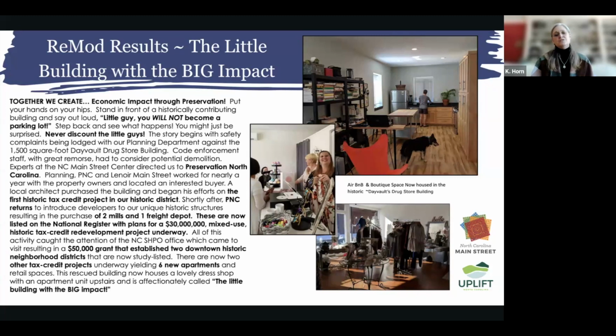Mr. Alexander introduced us to developers who were looking for sites in North Carolina. They ended up purchasing 2 historic mills, 1 freight depot, $30 million project with 50 plus apartments in one building. The next one's getting ready to open, getting ready to go underway with another 50 plus, the freight depot commercial space. It leveraged a $50,000 grant from the State Historic Preservation Office to look at identifying downtown historic neighborhood districts, and that's on the study list.